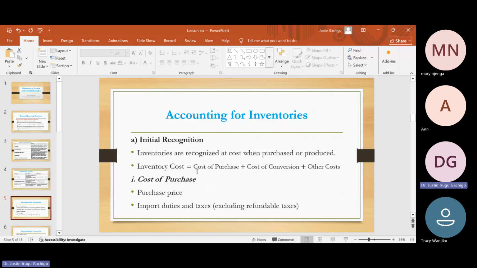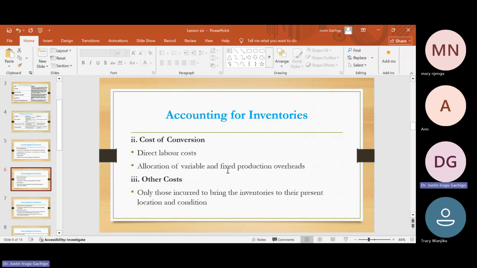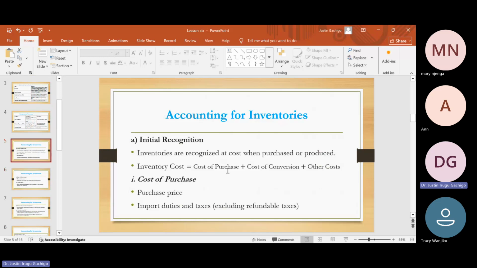But we can also say inventory cost is equal to the cost of purchase. That is the initial cost. If, for example, it's a manufacturing concern, then in addition to the initial cost of the inventory there is the cost of conversion, that is, you are now converting maize into flour, and then any other cost. For example, in a manufacturing company, we have costs like the fuel cost, that's the diesel or petrol. We have the machine cost, we have the electricity cost. All those costs, you include them so that you can get the cost of the inventory.